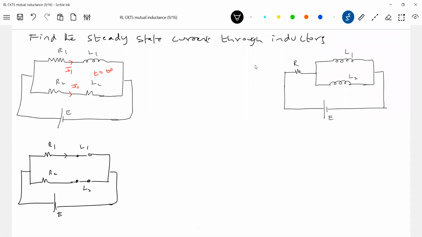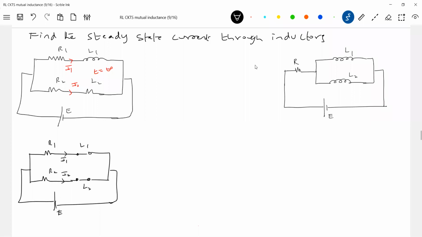So how much current will flow here? I1. Here the current flowing is I2. So what is I1, straight away from the diagram? I1 is E by R1. And what about I2? E by R2. These are the steady state currents at t equal to infinity.